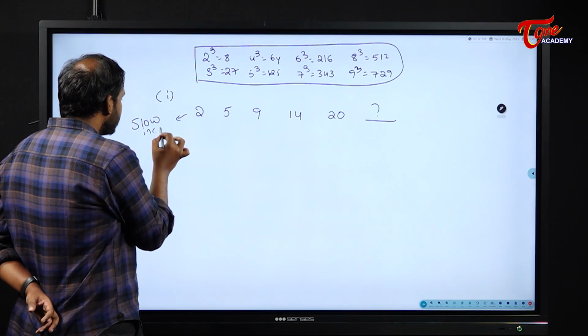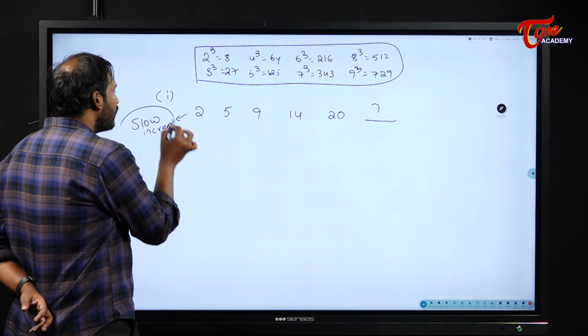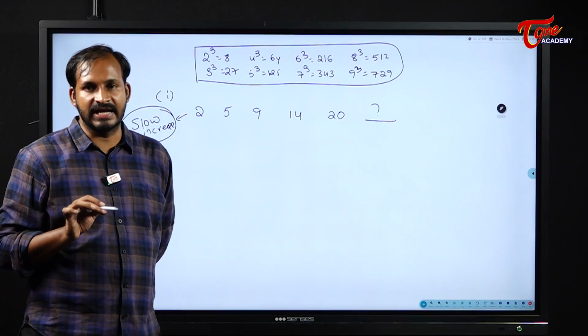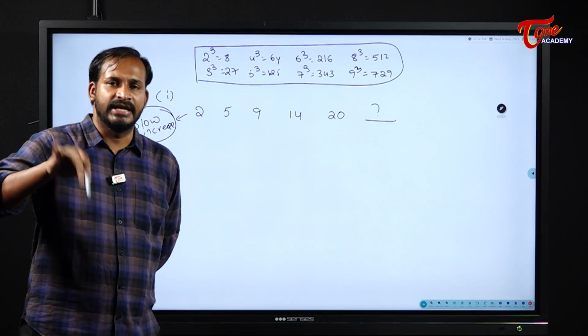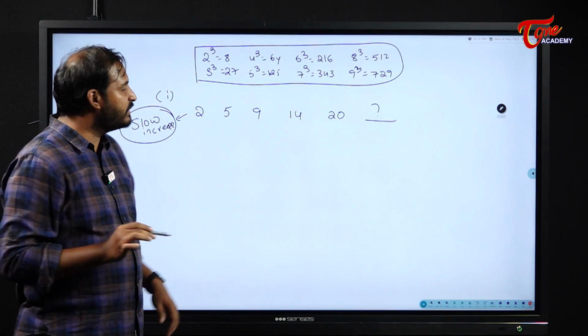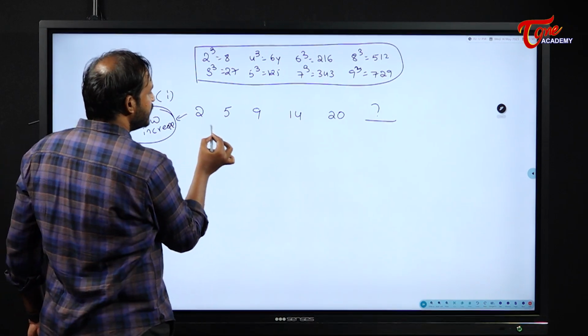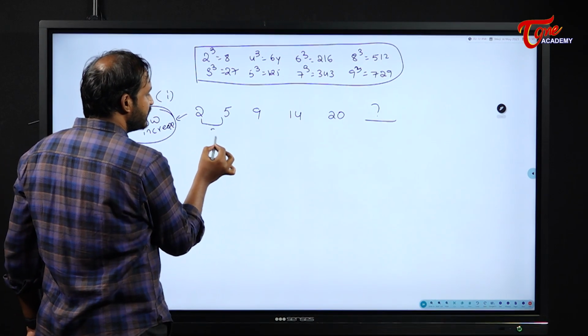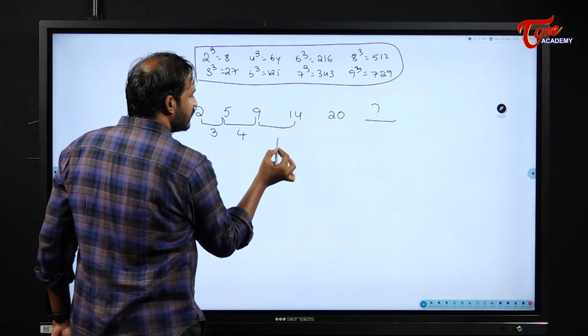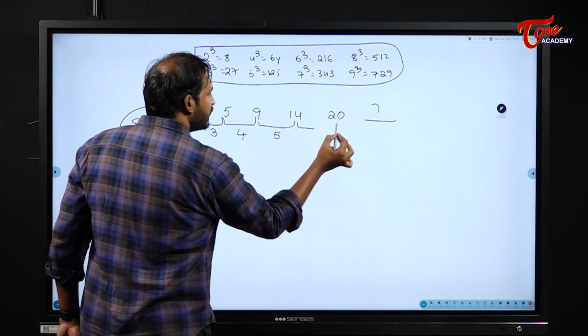When a series is increasing slowly, the only logic which we will have there is simple addition. Something is added, whether it may be a constant or an increasing number. So if the series is a slow increasing one, simply try to write the difference between them. Then easily you will get the logic. 2 and 5, what is the difference? 3. 5 and 9, what is the difference? 4. 9 and 14, what is the difference? 5. 14 and 20, what is the difference? 6.